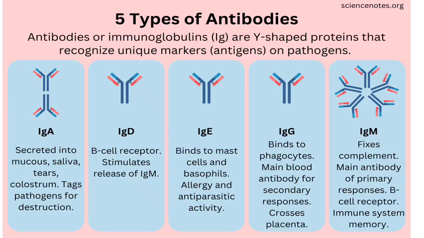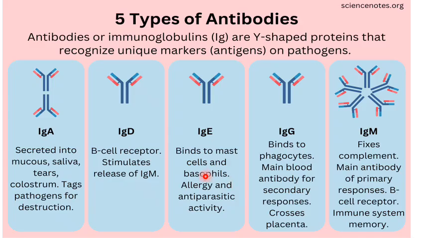So there are five types of antibodies. You have the IgA, secreted into the mucus, the saliva, the tears, and the colostrum, and they tag pathogens for destruction. Then the IgD, or immunoglobulin D. These are B cell receptors. They stimulate the release of your IgM. There's one.